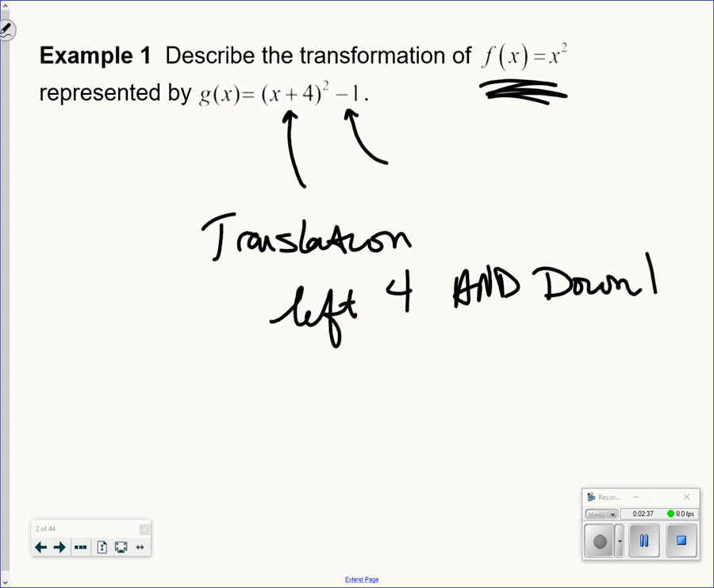Inside the parenthesis is the left and right. Outside the parenthesis is the up and down.